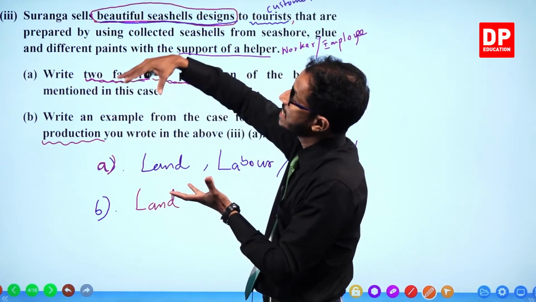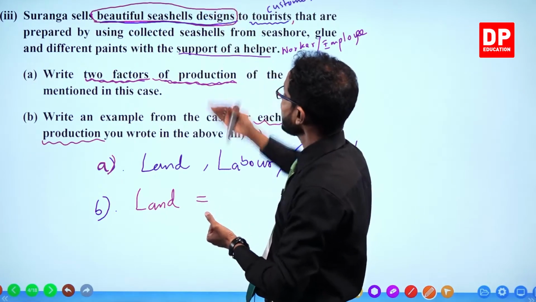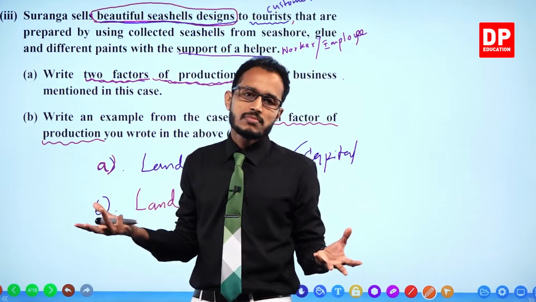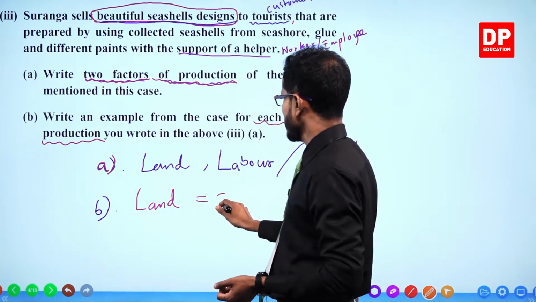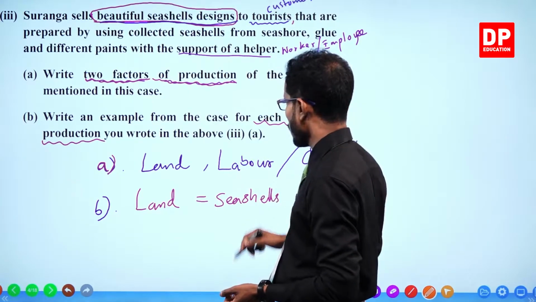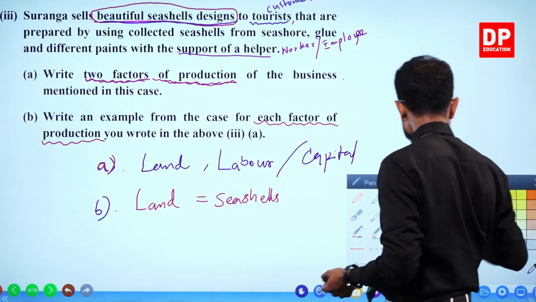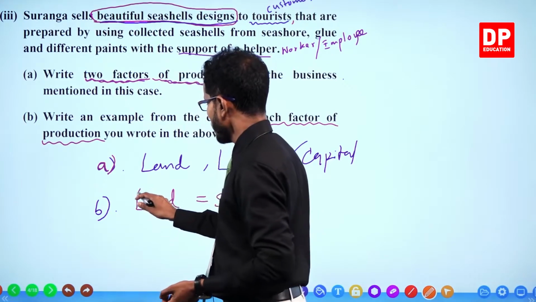What is this guy producing? Seashell designs. So the seashells themselves are natural. You can write seashells for land, and then for land you can write seashells. And then we have written what?